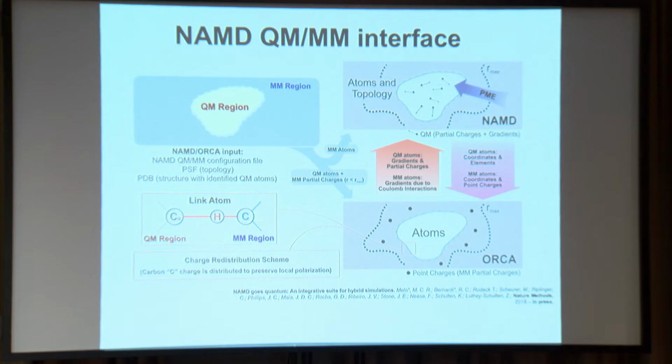You also have to be sure that the charges are not too great within the QM region. You'll have to connect this QM region to the MM region. You typically do that through what is called a link atom here, so it'll be at this interface here. And then you'll have to decide how you handle the charges in this local region.